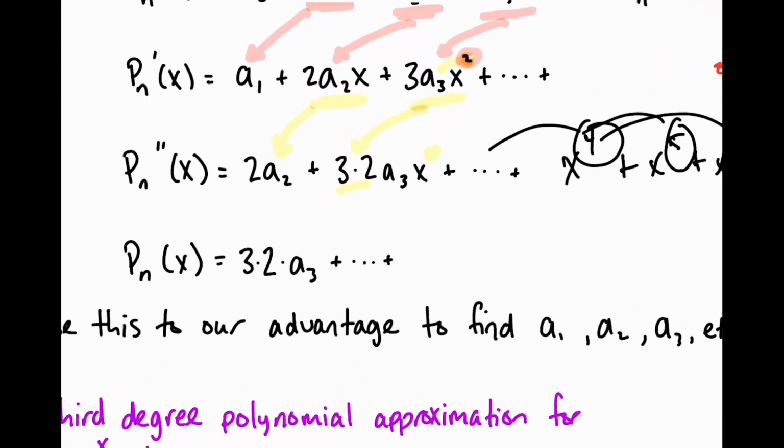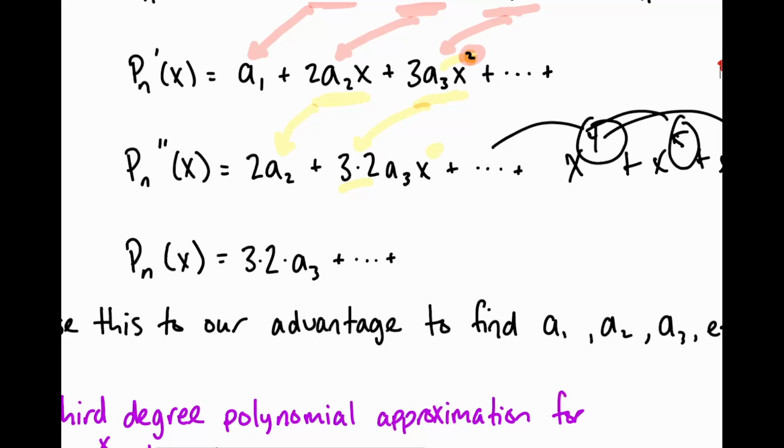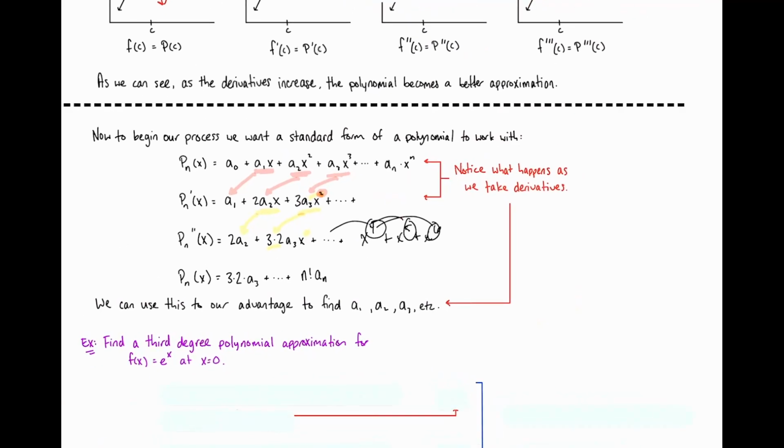I wanted to add one more thing here, of like n factorial a sub n. 3 times 2 times 1 is a factorial. 4 times 3 times 2 times 1 is a factorial. So we have an n factorial a sub n, which is great because we worked with factorials.